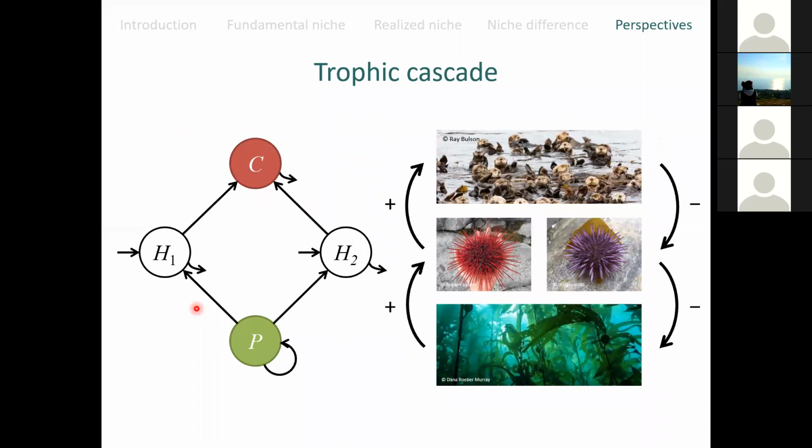Here, my sea otters interacting with plants indirectly through herbivores. So this is something that can be asked in the context of niche theory. And I was telling you these are mutualistic interactions. If you just have to think a little bit about it, but that's what's happening.